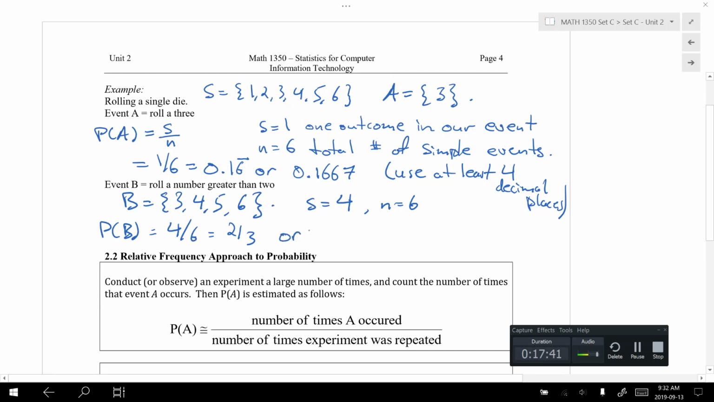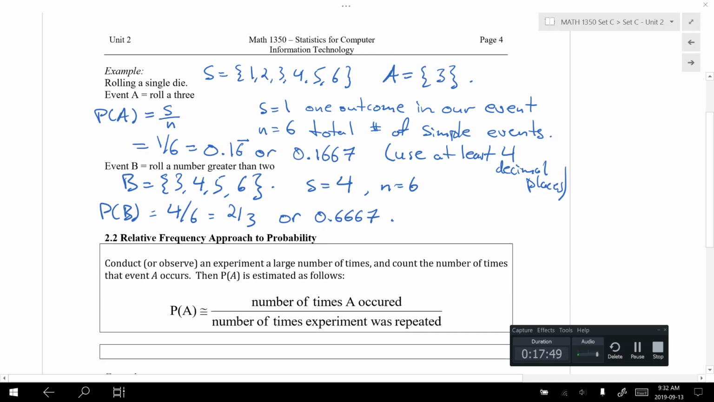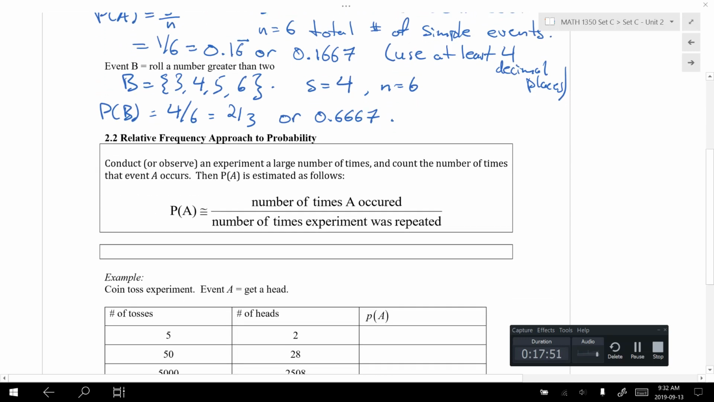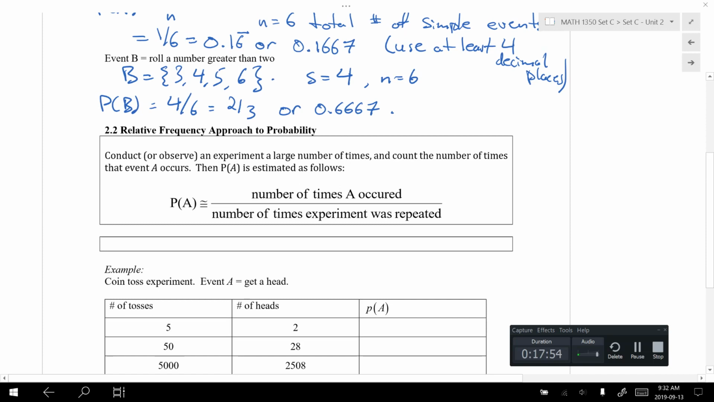We can write that as maybe 0.6667. All right, so that's the classical approach. It's rather familiar and has existed for a very long time.